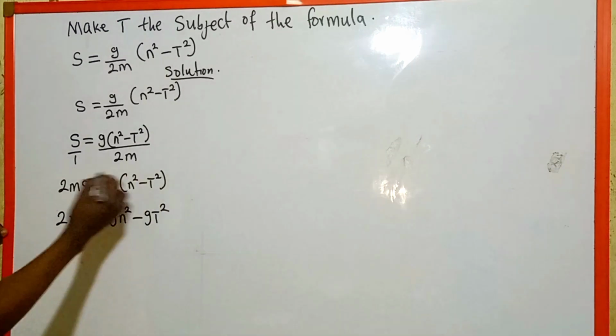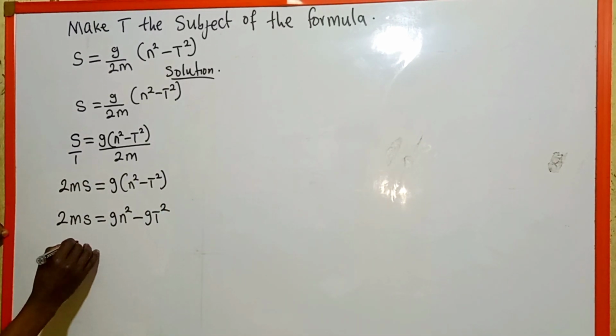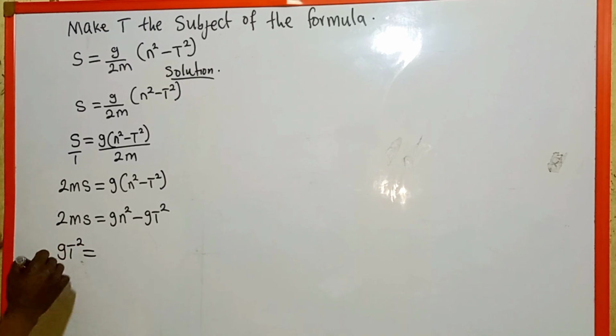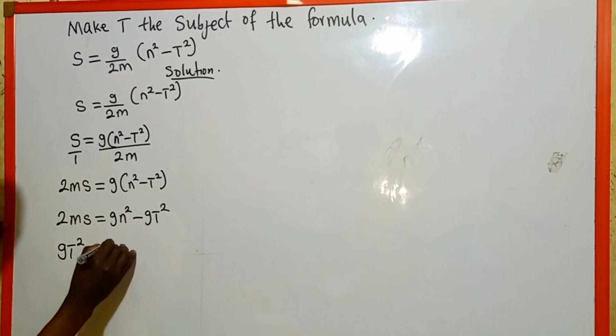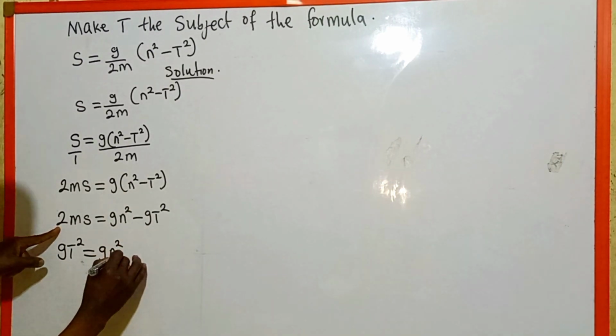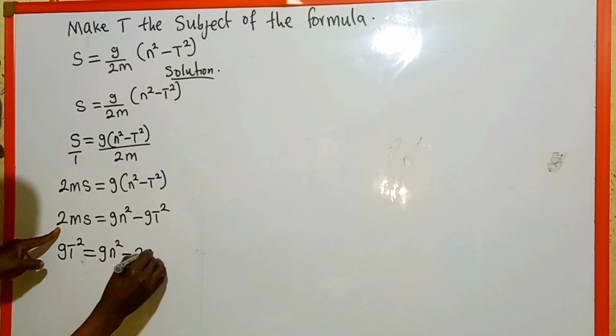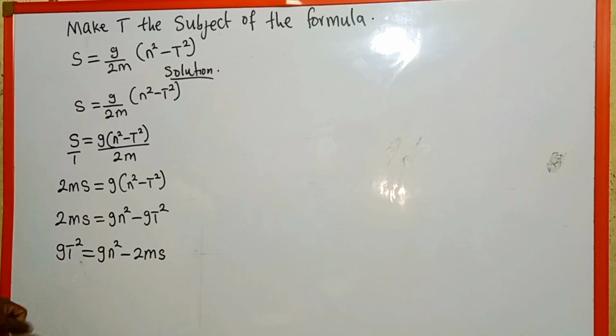When this minus crosses to this side, it will change to positive. We have gt square, which is equal to, here on the right hand side, gn square. Then taking this to the other side of the equation, it will change to minus 2ms. So now we are going to divide through by g in order to cancel out this coefficient of t square.